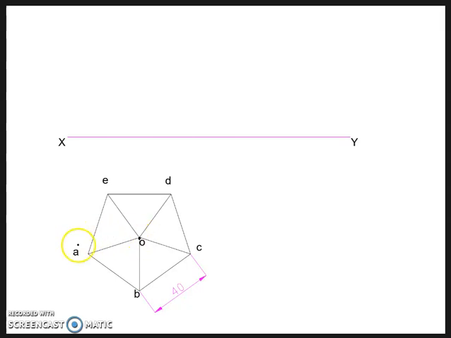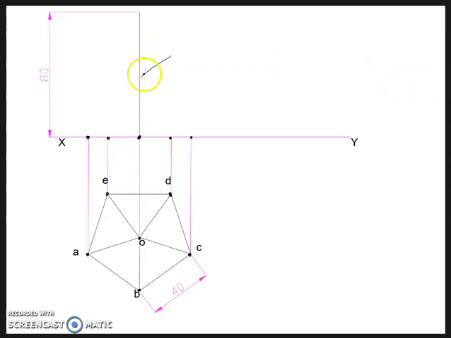So to draw the front view, draw projectors from all these corners, from A to E. There are 5 corners, and wherever they meet with the XY line, mark those points. And from this centermost point, draw another vertical construction line, that is for the axis. Okay. The axis height is given as 80. So this is for the axis.